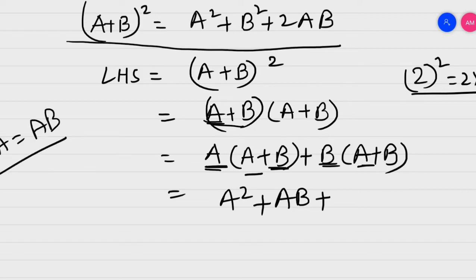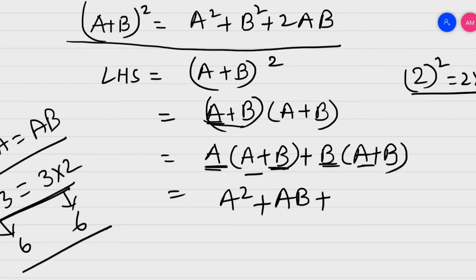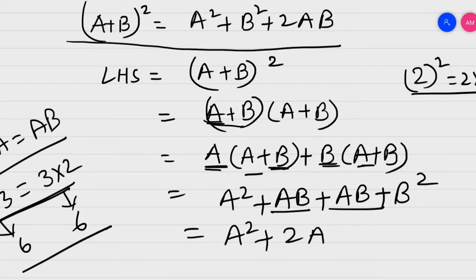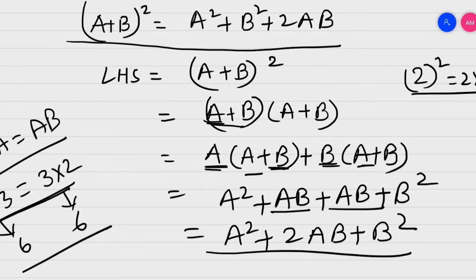How? 2 into 3 can be written as 3 into 2 because multiplication is commutative. See, here also 6 and here also you are getting 6. So multiplication is commutative. Here I am writing AB plus now B into B. B into B will give you B square, isn't it? So B square. Now see, AB plus AB is nothing but 2AB. So A square plus 2AB plus B square. That is nothing but, you can write it as A square plus B square plus 2AB, or A square plus 2AB plus B square. So arithmetically we have already proved that this statement is correct.